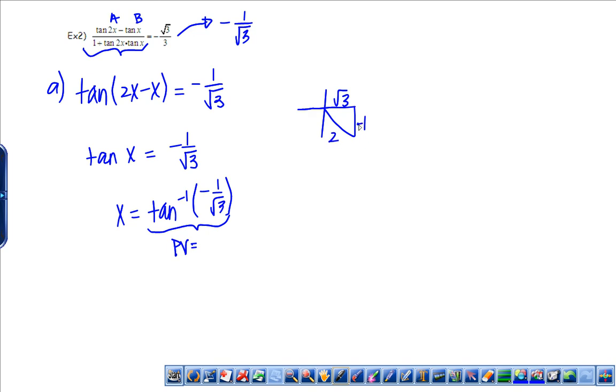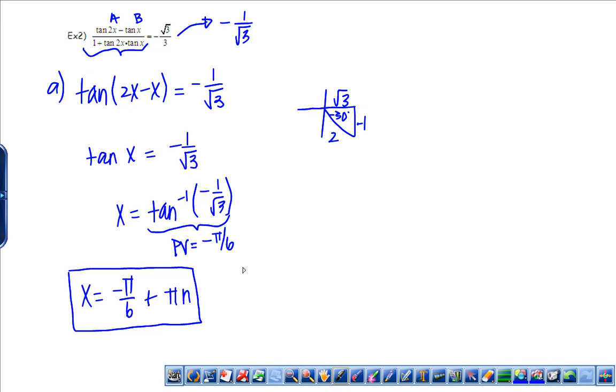That's going to have to be negative right there, right? So this is a negative 30-degree angle. Looks like we're still in radians because of my x, so this is going to be negative pi over 6. Now remember, tangent only has one general solution, so we're good to go on this one. So x is equal to negative pi over 6 plus pi n. Remember, only 180 degrees there as well. So there's my A. I'll write my B over here.